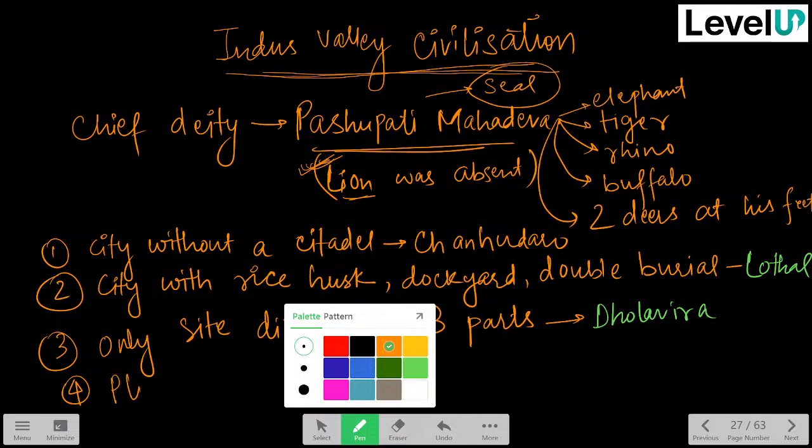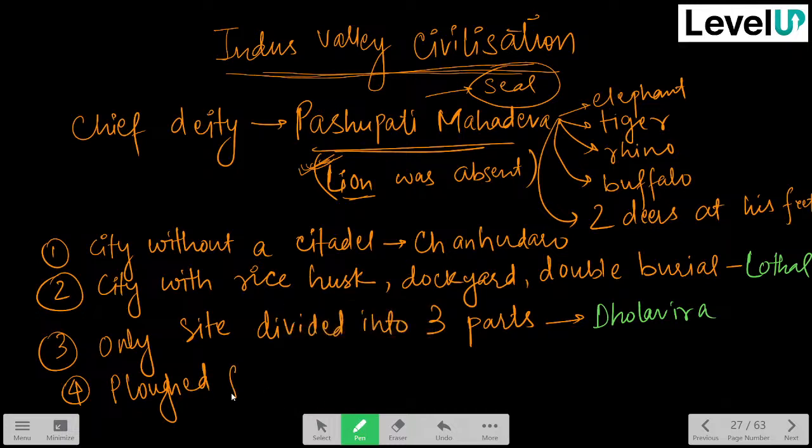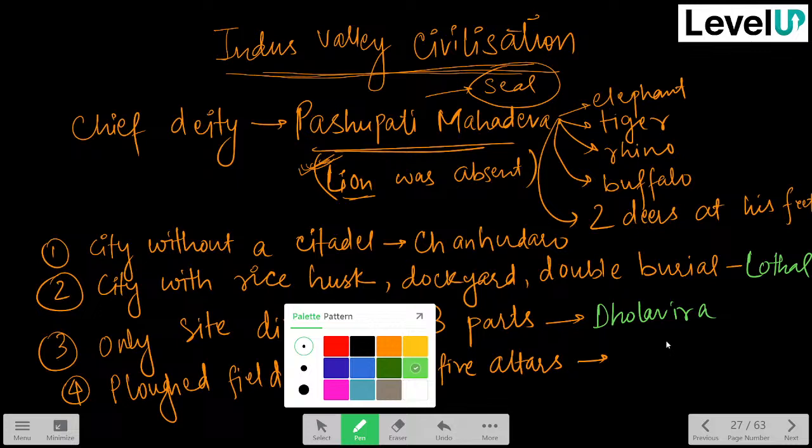The plowed field surface and seven fire altars. Where have we found this? We have found this in Kalibangan. Kalibangan. Okay. It is in Kalibangan.